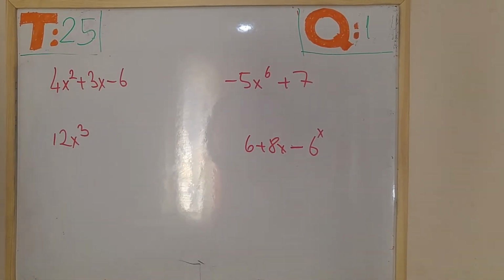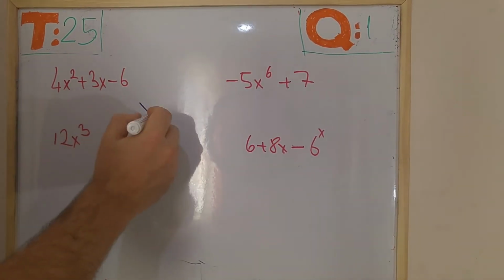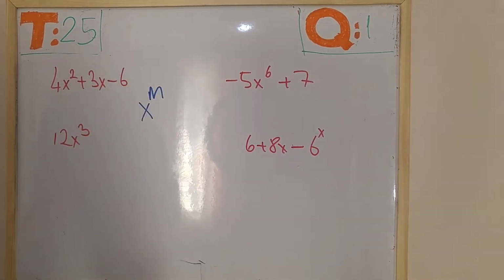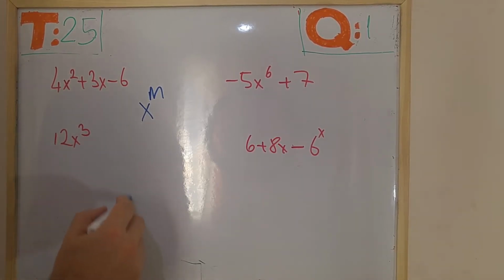Polynomials consist of terms like x to the power m. So I can have x squared, x to the 5, x to the 100, whatever. But they do not consist of terms like m to the power x. Therefore, this is a polynomial.